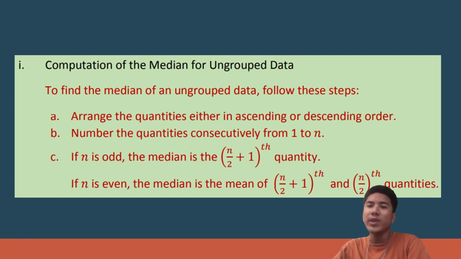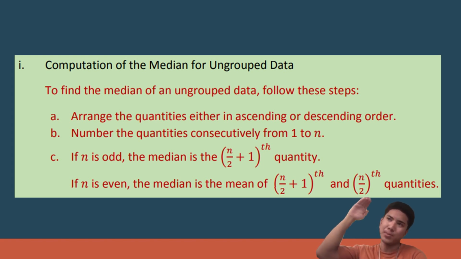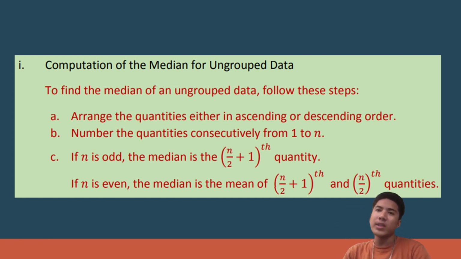So, how do we get the median? Calculation of median for ungrouped data. To find the median of an ungrouped data, follow the steps. First, arrange the quantities either in ascending or descending order, meaning it depends if the number is at the lowest point up to the highest point. Then number the quantities consecutively from 1 to n. So n means, like I said, the last number.